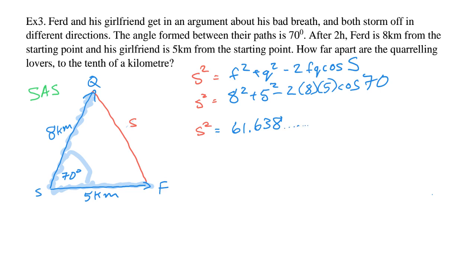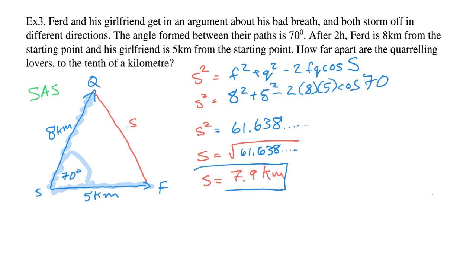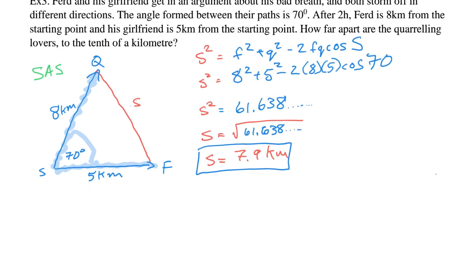And then if you save that on your calculator right away and just put the square root of it, you're going to get the square root of the number, or the answer, 61.638, blah, blah, blah, or you round it to 3 decimal places, get your answer, and you end up with S is equal to 7.9 kilometers. And we are done. So the distance between them is 7.9 kilometers. And we're done.